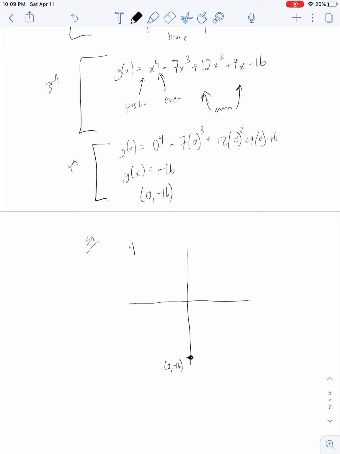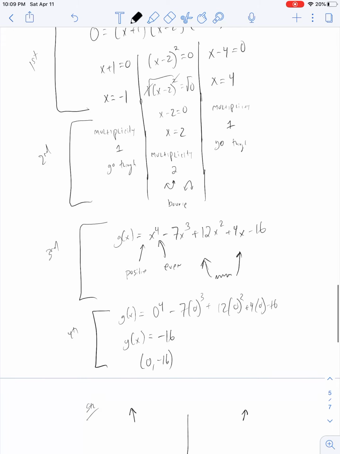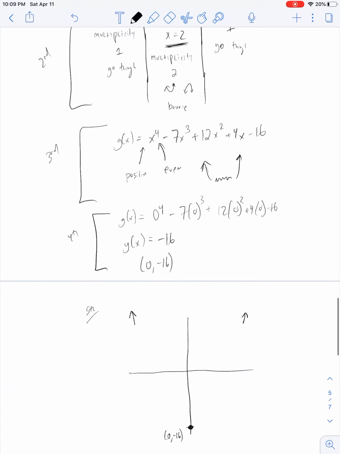Third step, we see our end behavior. So it's going to go like this. It's going to go like that. My intercepts, I got negative 1, I got 2, and I got 4. Negative 1, 2, and 4. All right, negative 1, 2, and 4.